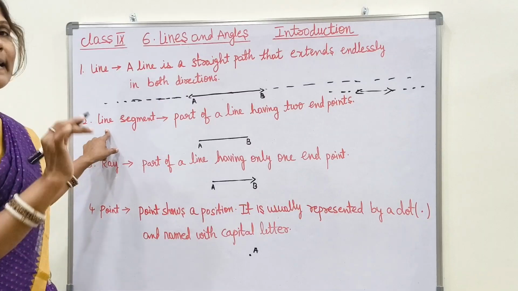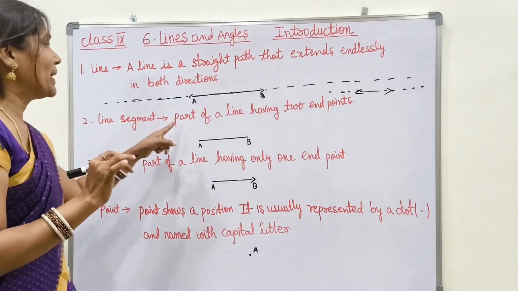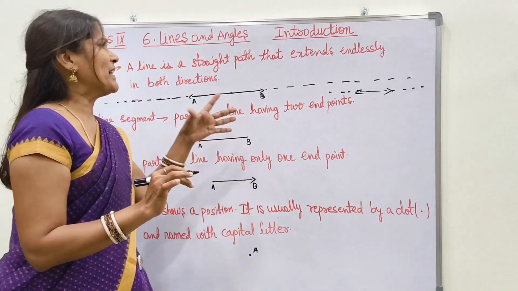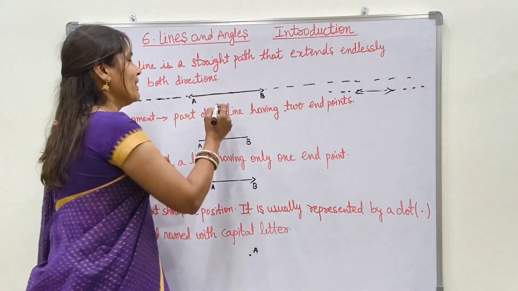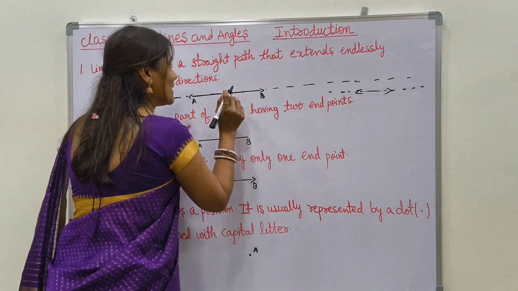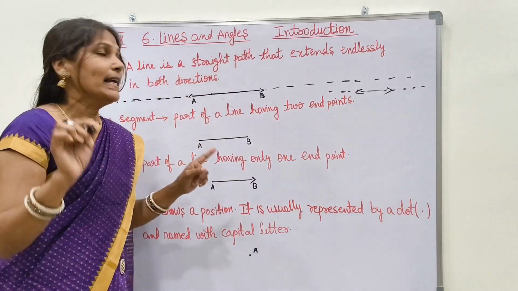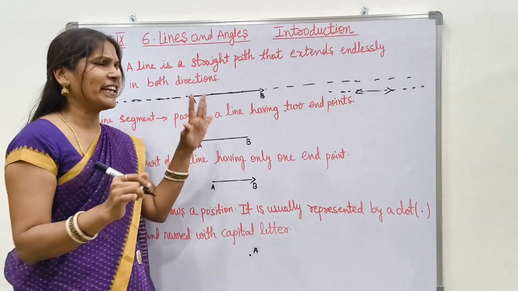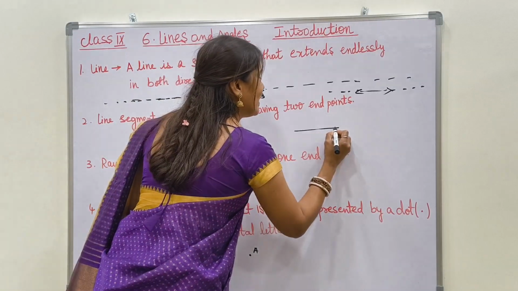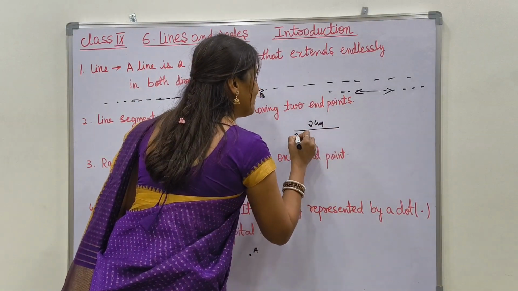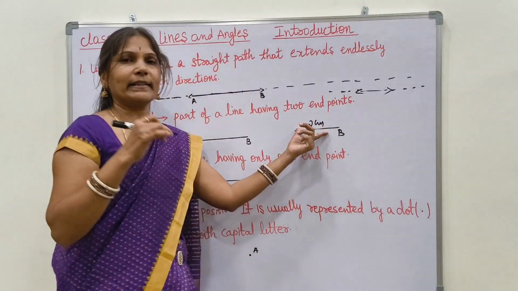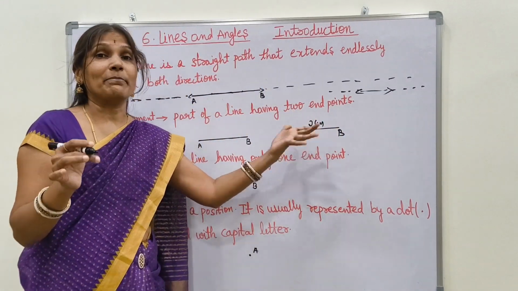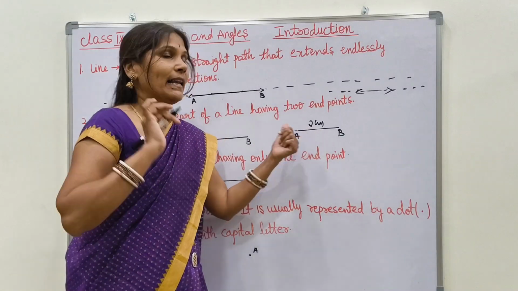Next, line segment means what? What is a line segment? A part of a line having two end points is a line segment. Line segment means in this line we are taking only this much part. This part of a line is called a line segment. Line segment means exact measurement. Example, we are taking a 2 centimeter line. Here I am giving the name. See here, correct measurement is there, 2 centimeter line we are taking. So this exact measurement is there, it is called a line segment.